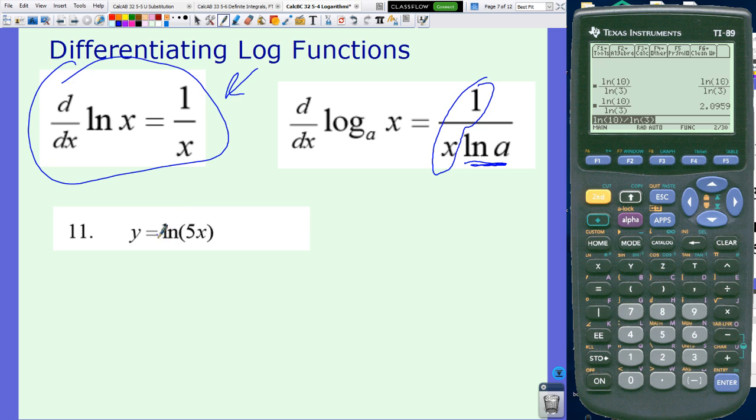So let's do 11 right here. Remember, you're still doing chain rule. So if I want to differentiate that, the ln of 5x is going to be 1 over 5x. It's basically put the inside on the bottom, times the derivative of the inside, which would be 5, which actually reduces to 1 over x when the 5's cancel.